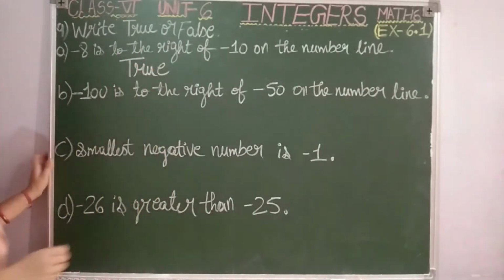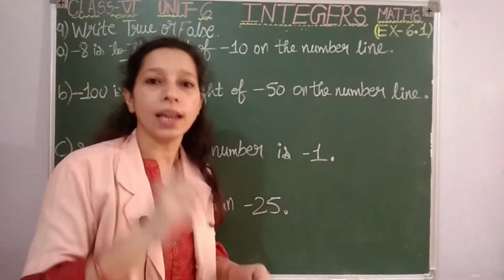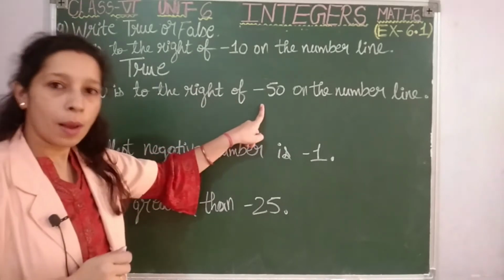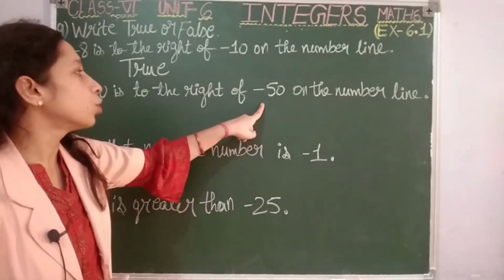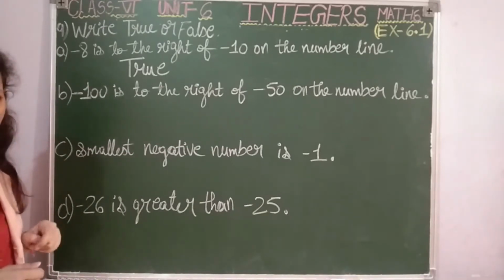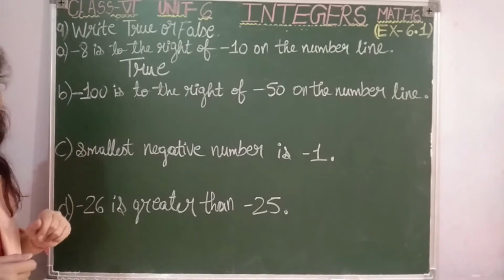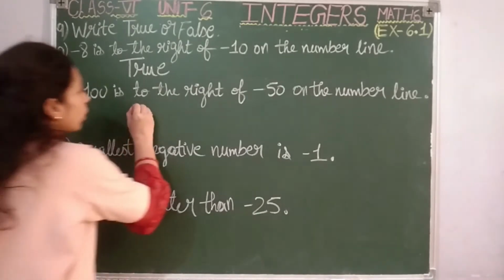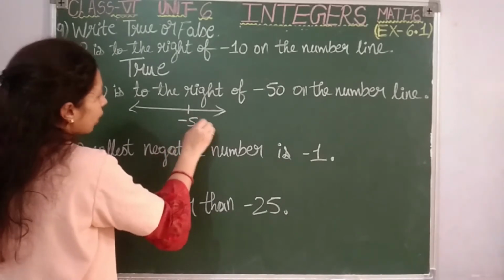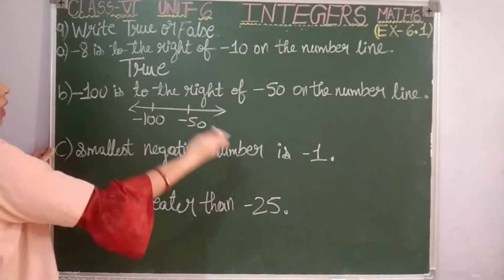Okay, next statement: minus 100 is to the right of minus 50 on the number line. Again, let us use the trick. Which one is greater? Minus 50 is greater, na? So surely minus 50 will be on the right of minus 100. But here it is given that minus 100 is to the right of minus 50. Is it correct? If you want, you can draw the number line and test. First of all, minus 50 will come, then only minus 100 will come.